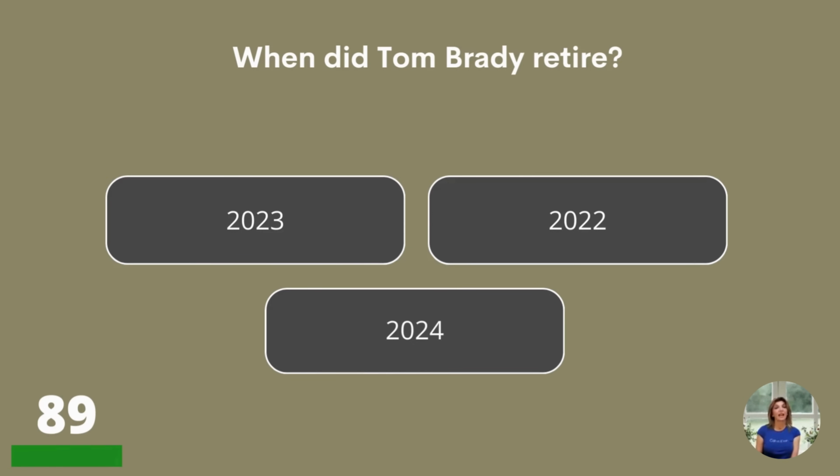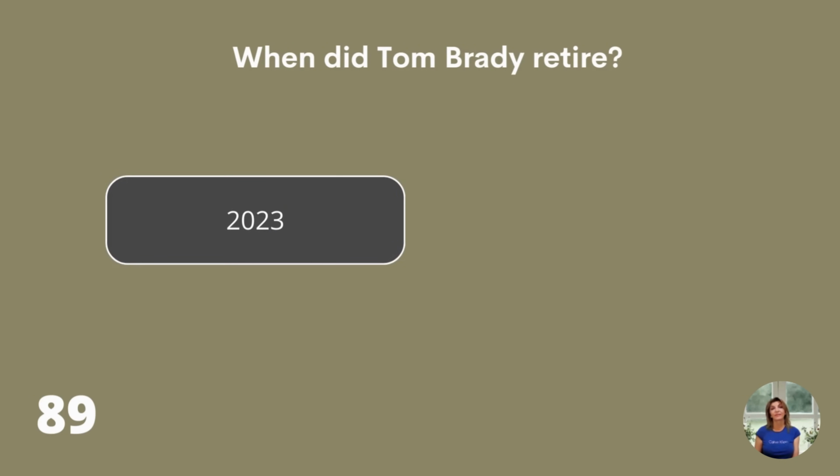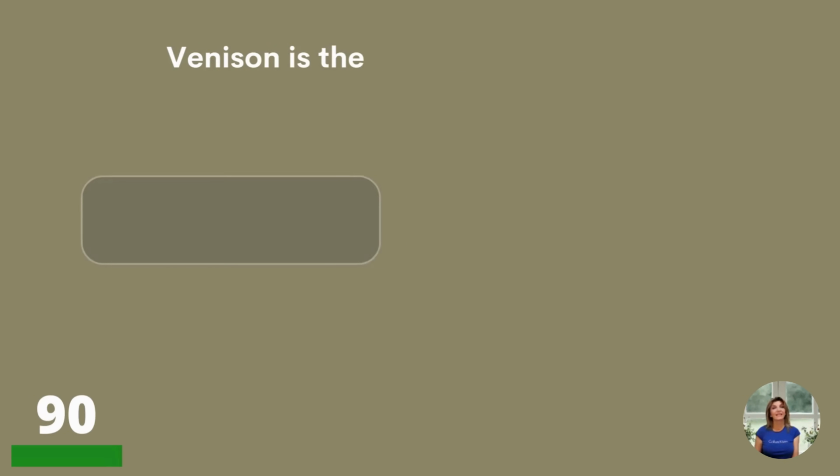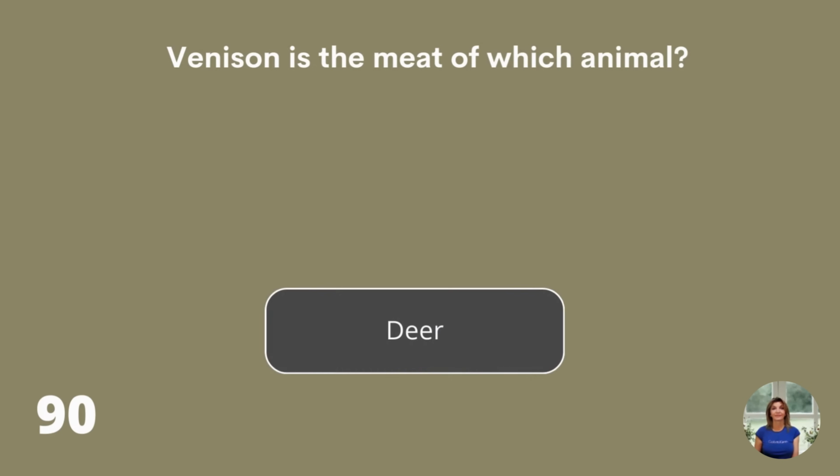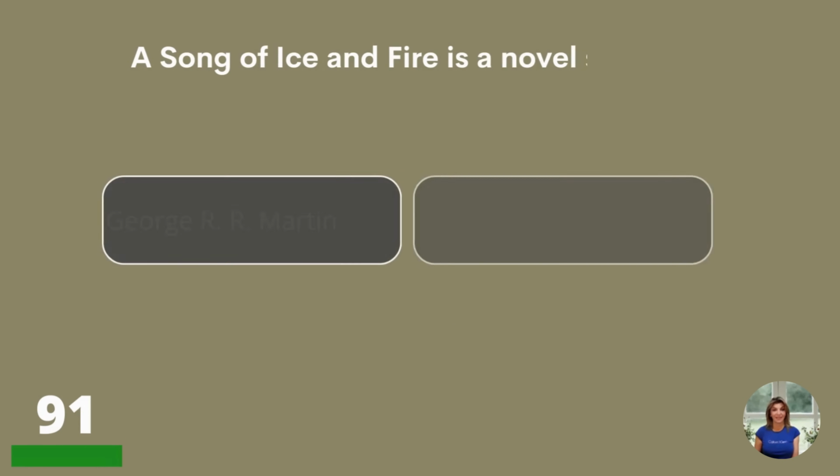When did Tom Brady retire? 2023, 2022, or 2024? 2023. Venison is the meat of which animal? Bison, rabbit, or deer? Deer.